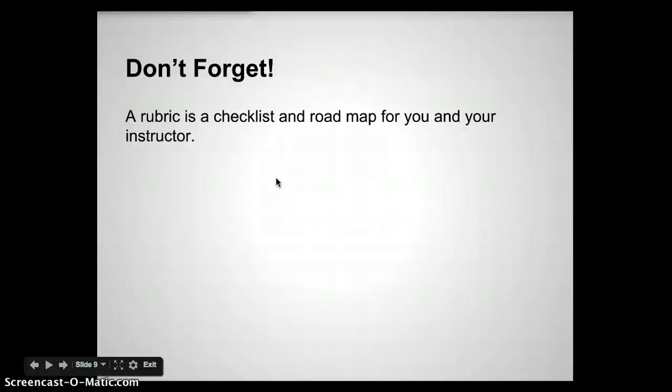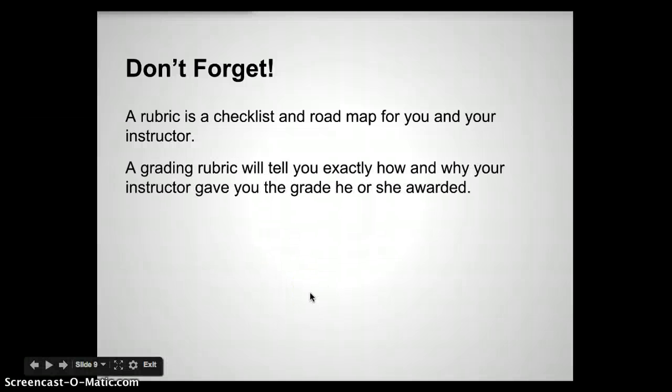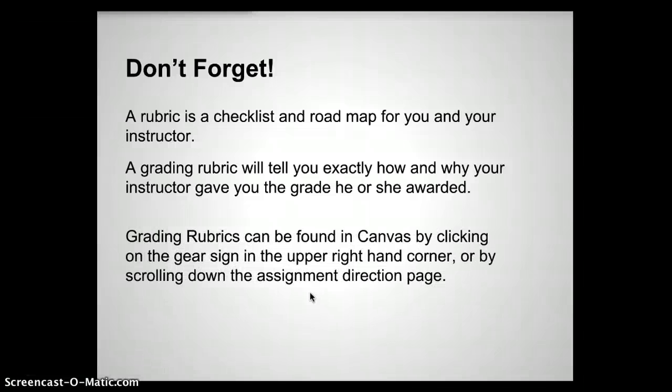And let's take a little moment to review some of the things we've learned today. So don't forget, a grading rubric is a checklist and a type of roadmap for you and your instructor. A grading rubric will also tell you exactly how and why an instructor gave you a grade that he or she awards. A grading rubric can be found in Canvas simply by clicking on the gear sign in the upper right-hand side of the corner of an assignment, or by scrolling all the way down on the page.